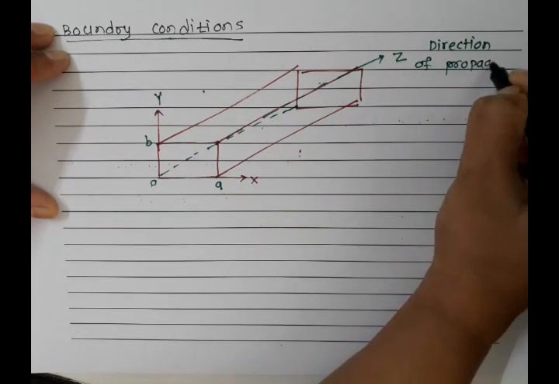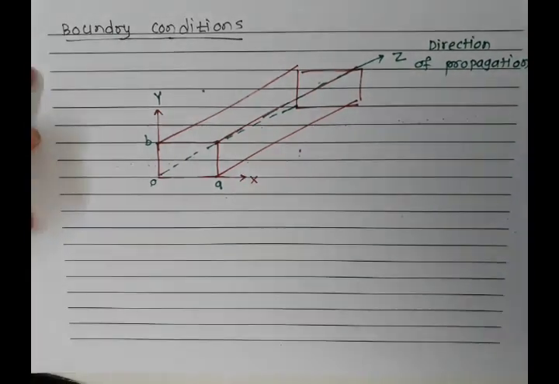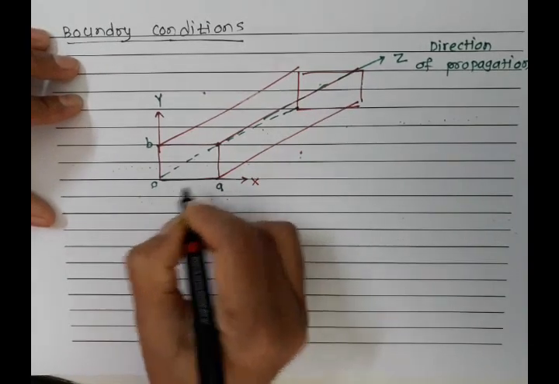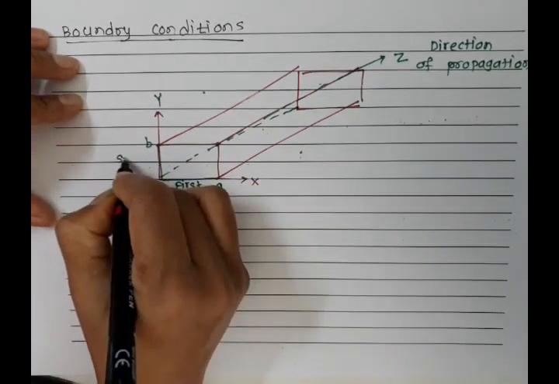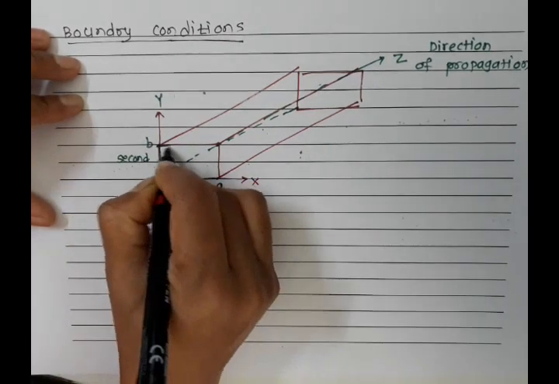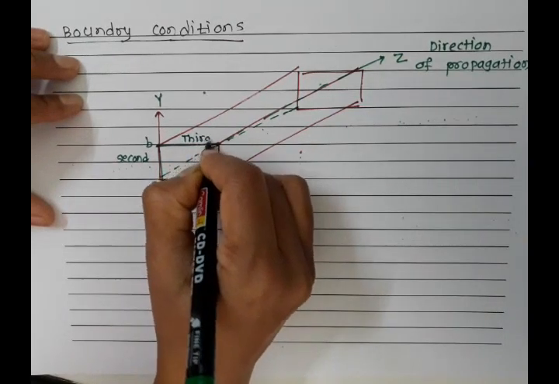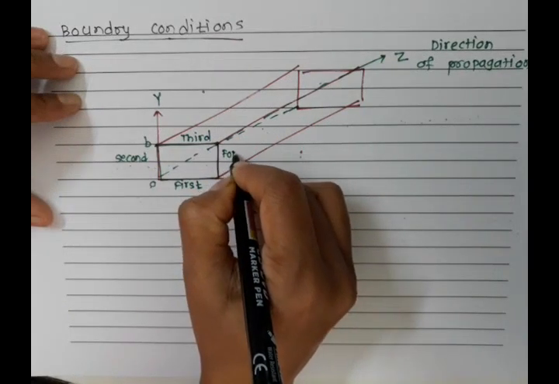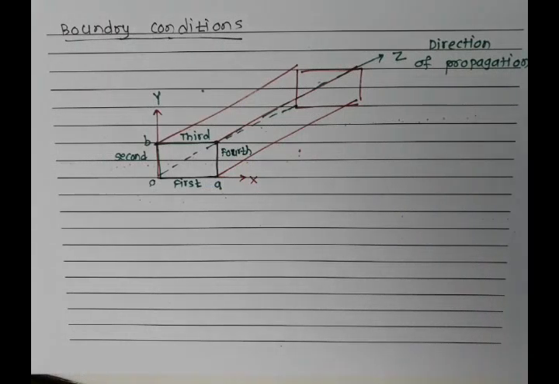Okay, so here if I apply the boundary conditions, you can see the first, second and third boundary conditions. I'll consider the bottom wall as my first boundary condition, the left side wall as my second boundary condition, the top wall as my third boundary condition, and the right side will be considered as the fourth boundary condition. So we'll assume these are the four boundary conditions, and we'll solve for these four boundary conditions.